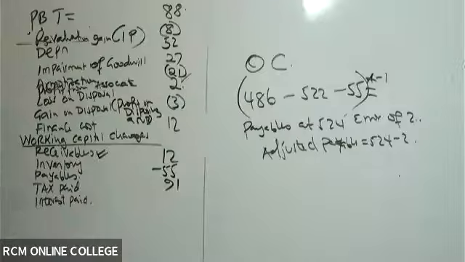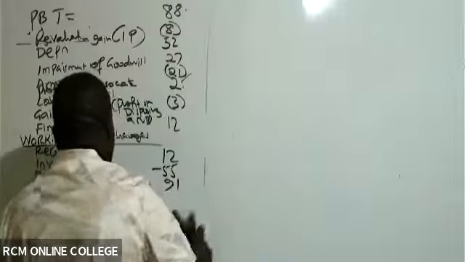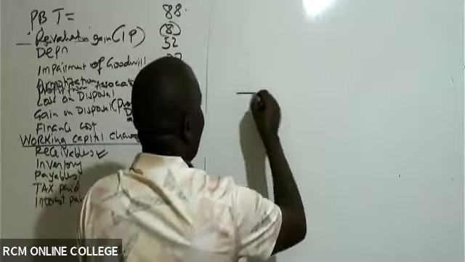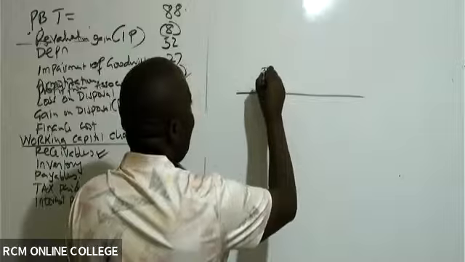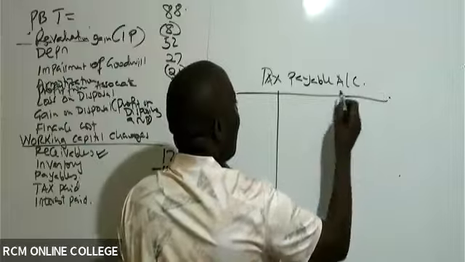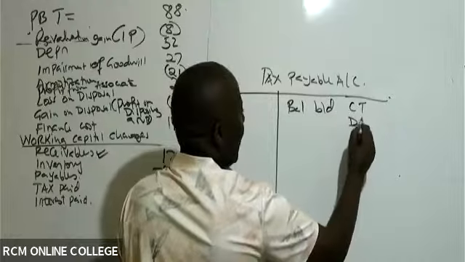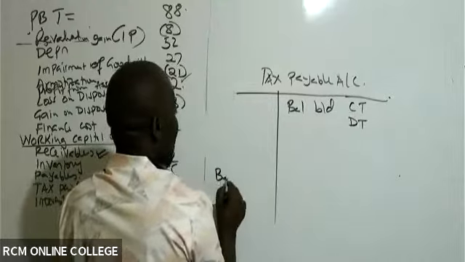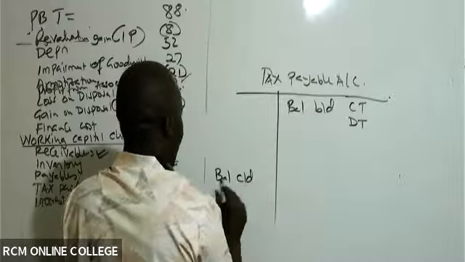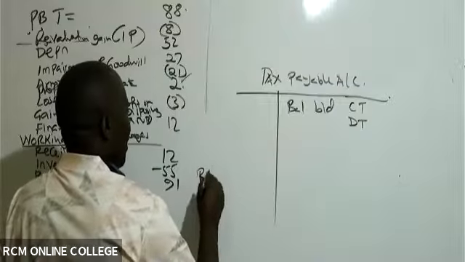Now, we go to the last line, the taxation paid. I know you guys love T accounts. They are good because of the pictures. But of course, as you get used to this, come and give me the tax payable account. Tax payable is a liability. So give me balance brought down here: current tax, deferred tax, balance carried down.